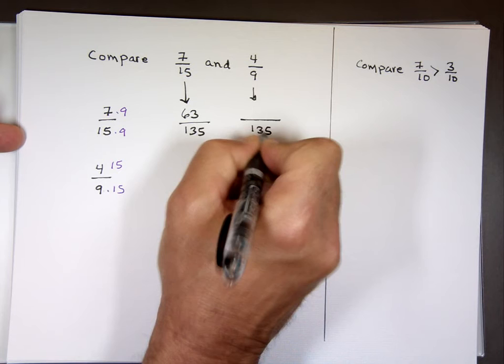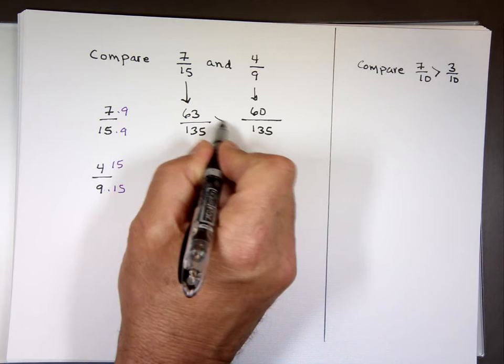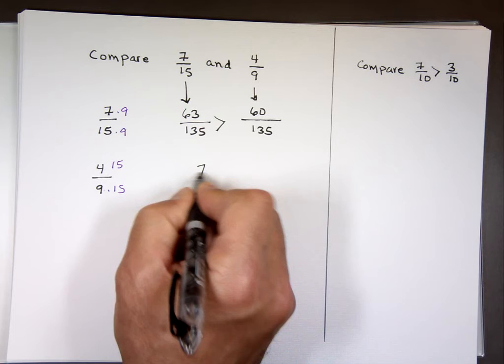Now let's look at them. The bottom is the same. Which one is bigger, 63 or 60? 63. That means this one is bigger than that, which means this one is bigger than that. So 7 over 15 is bigger than 4 over 9.